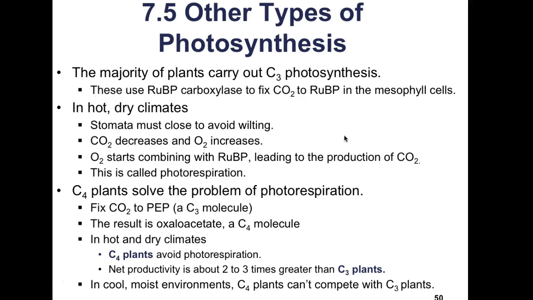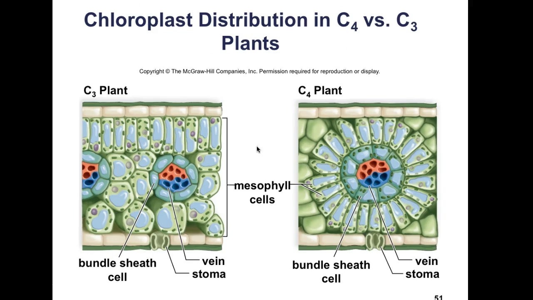Oxaloacetate will then later be able to release that CO2 molecule. So in hot, dry climates, the C4 compound, oxaloacetate, is used to avoid photorespiration, which is what would happen up in here. Basically, the net productivity is about 2 to 3 times greater than that of the C3 plants. In cool, moist environments, C4 plants can't compete with C3 plants.